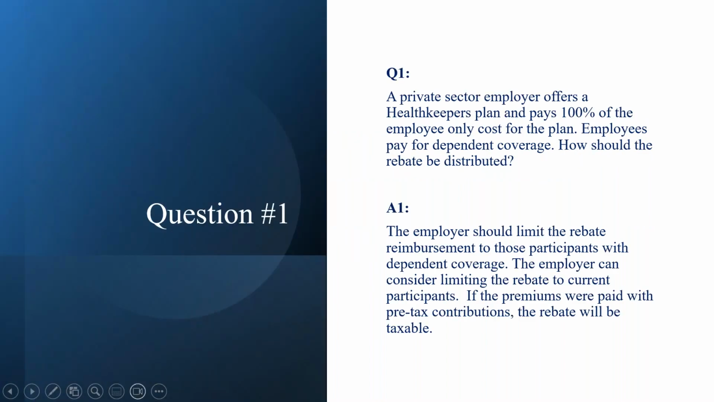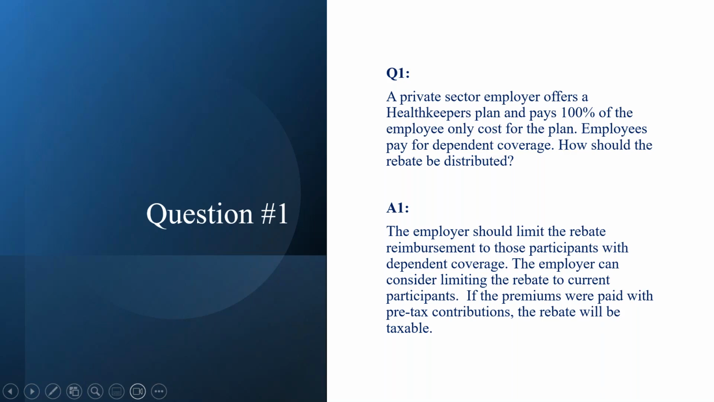So it isn't really a very complicated topic. I think the biggest issue is, do you want to limit it to current participants? And how do you want to allocate the rebate if you receive one? Do you want to do it across the board equally? Do you want to dive down and try to do it based upon dependent coverage versus single coverage and the different tiers of coverage?